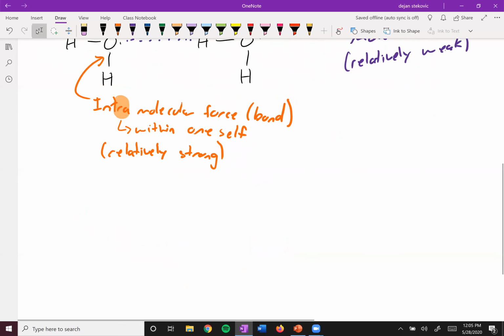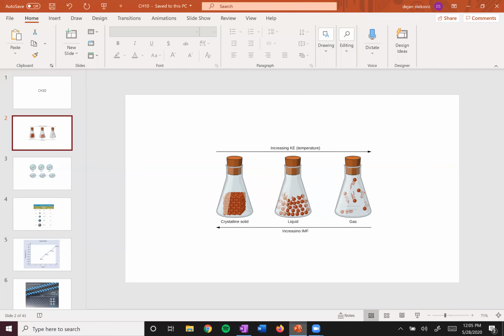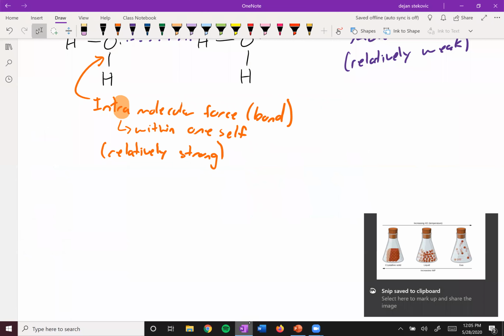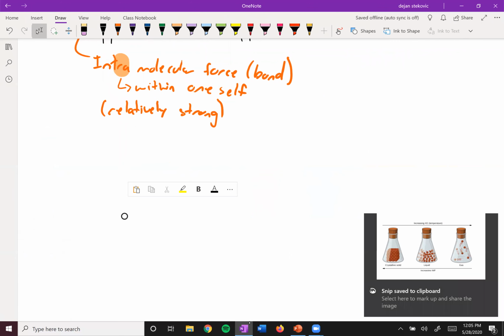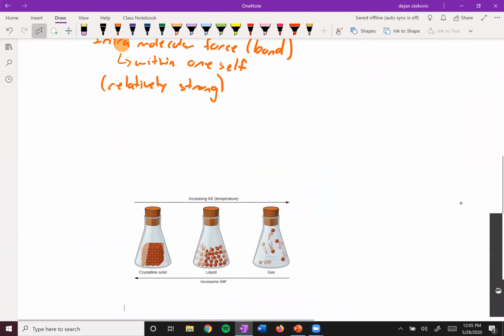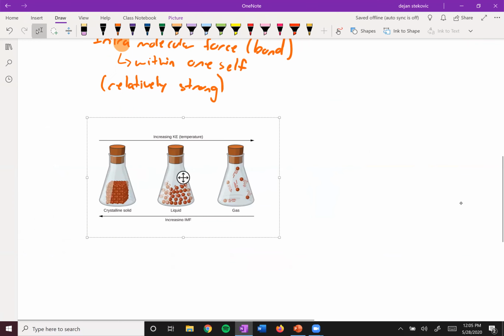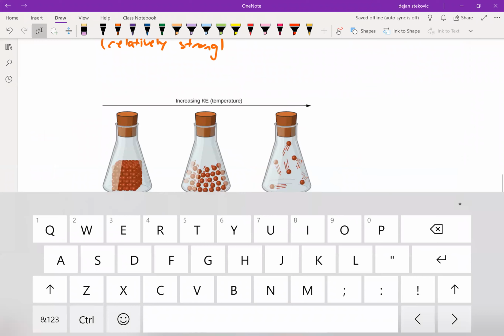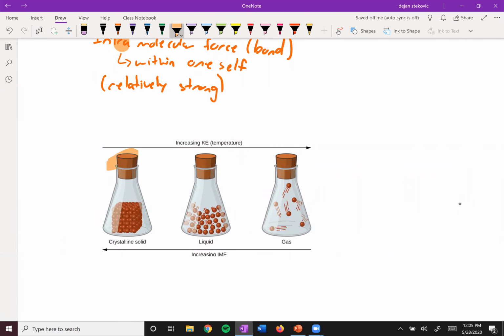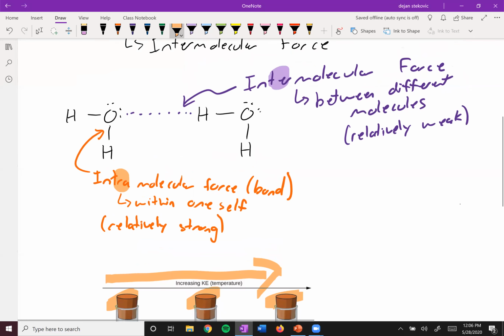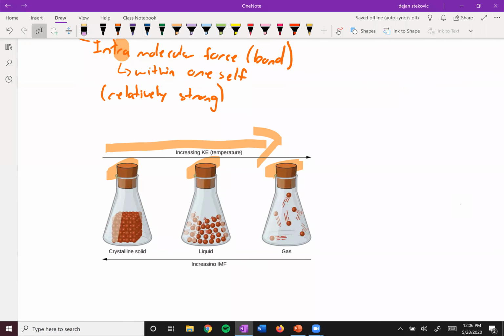So let's take a look at one of our little figures here. So we can see solids on the left, liquids, and then gases. So you see solids are really close together while gases are really far apart. So as we go from left to right, we increase the temperature, we increase the energy. And when we do that, we break these intermolecular forces and allow these molecules to separate from one another and thus become a gas, right?